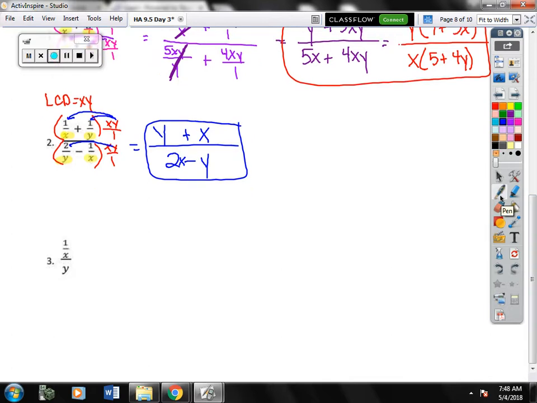The next one's even easier. We really only have one denominator, and that's x. So we'll multiply by x over 1 in the top and the bottom. So these x's would divide out to leave me with just 1 in the numerator. And in the bottom, I would get xy.